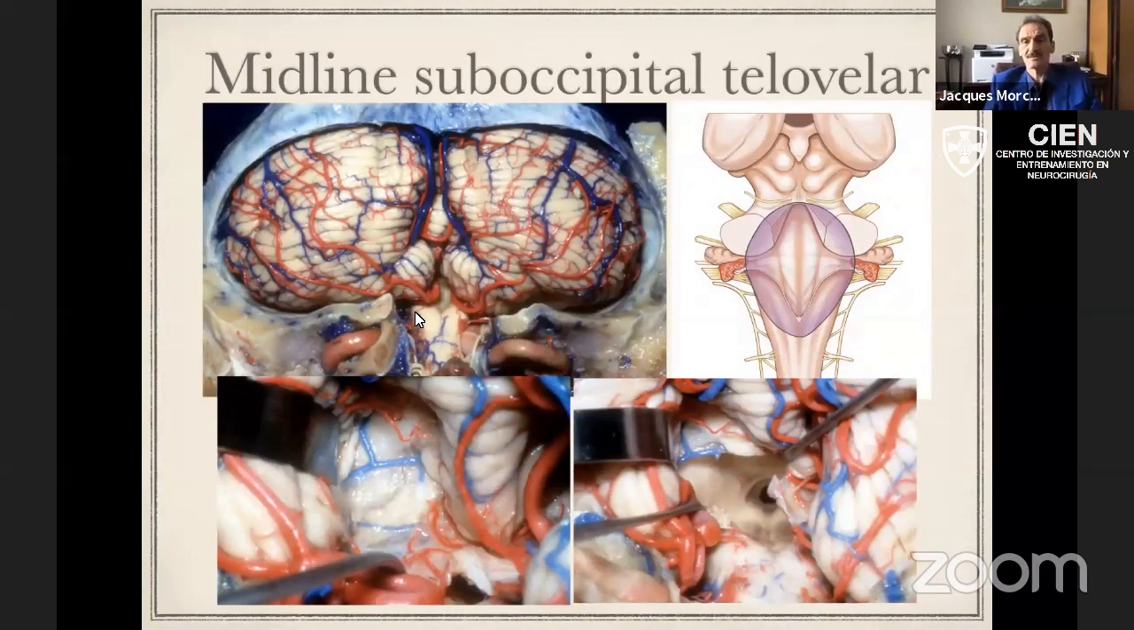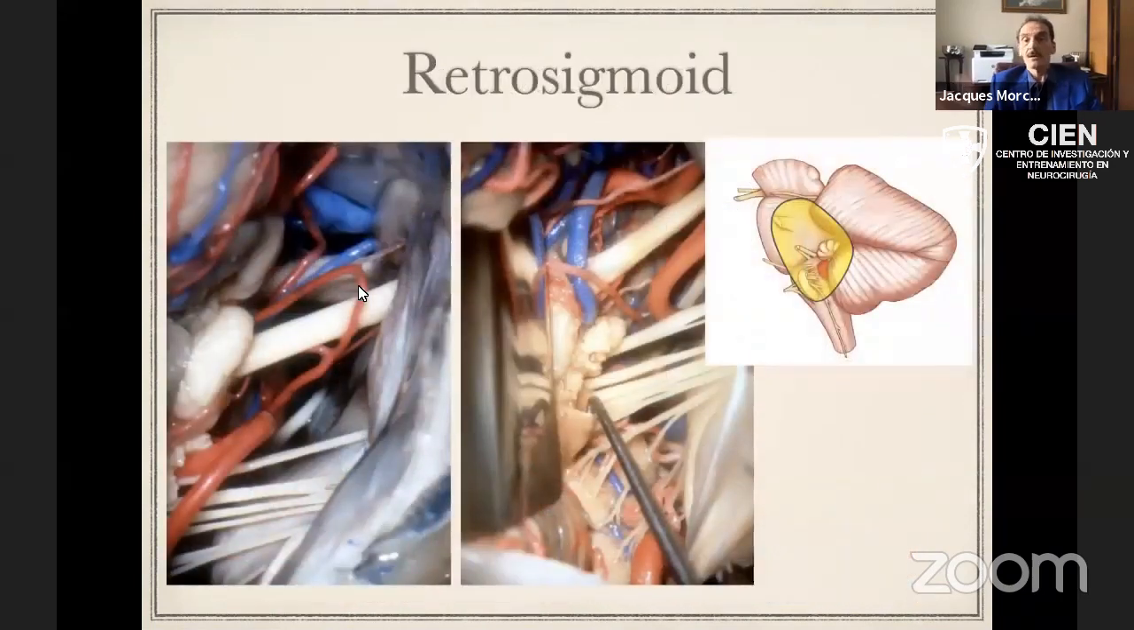Midline suboccipital telovelar approach, a very important approach. Think of it like splitting the sylvian fissure. You have to learn the anatomy of splitting the inferior medullary velum, so you don't resect vermis or enter actual cerebellar tissue. That view gets you all the way up to the cerebral aqueduct, and of course dealing with the floor of the fourth ventricle. Retrosigmoid approach, everybody is familiar with it, and it's a very powerful approach.